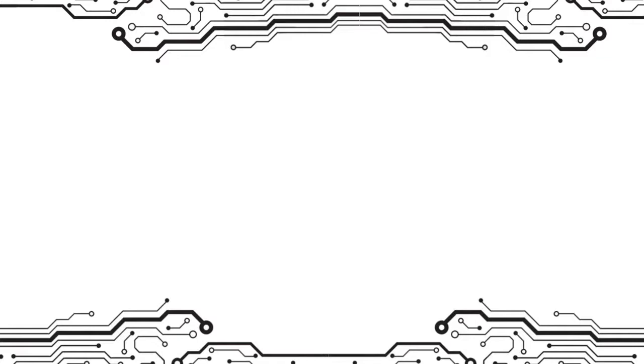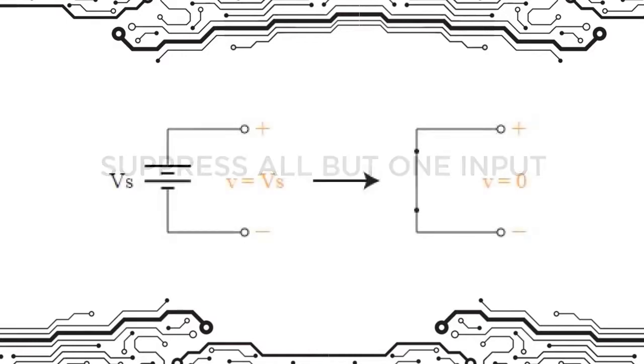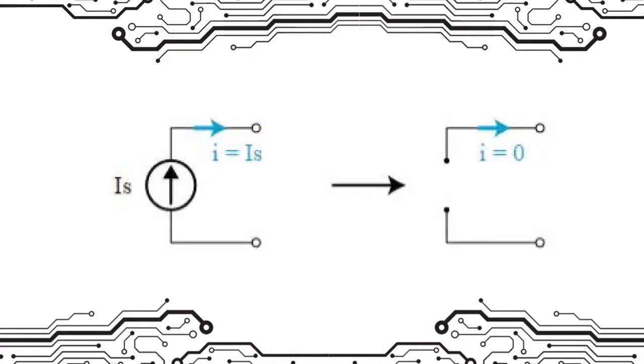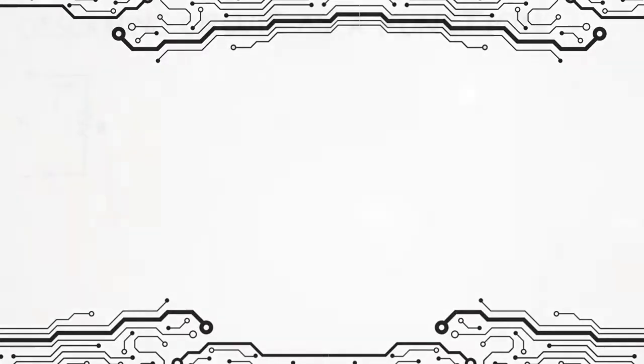To solve a circuit using superposition, the first step is to turn off or suppress all but one input. To suppress a voltage source, replace it with a short circuit. To suppress a current source, replace it with an open circuit. Then, you analyze the resulting simpler circuits. Repeat for all inputs. The final result is the sum of individual results.